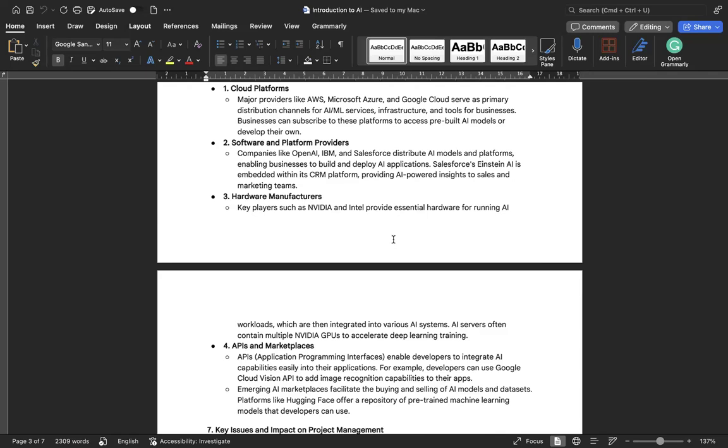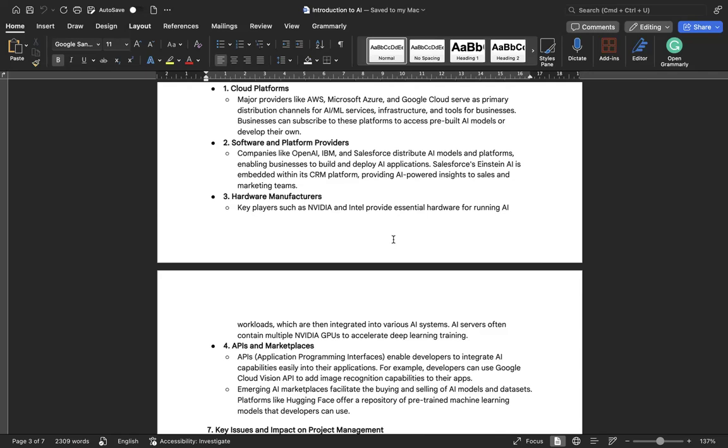And for the hardware manufacturers, key players such as NVIDIA and Intel provide essential hardware for running AI workloads, which are then integrated into various AI platforms. That is for the hardware manufacturers. All these AI servers often contain multiple GPUs to accelerate deep learning training.